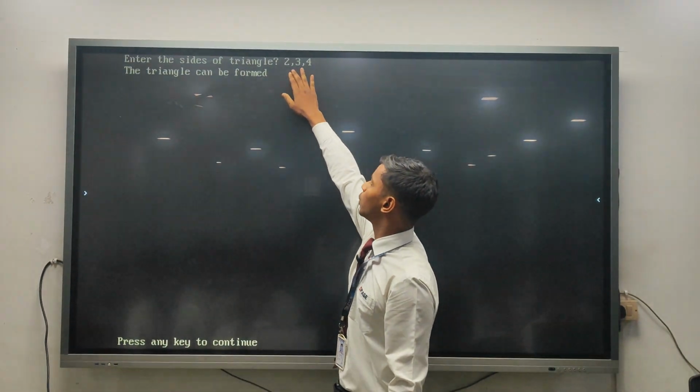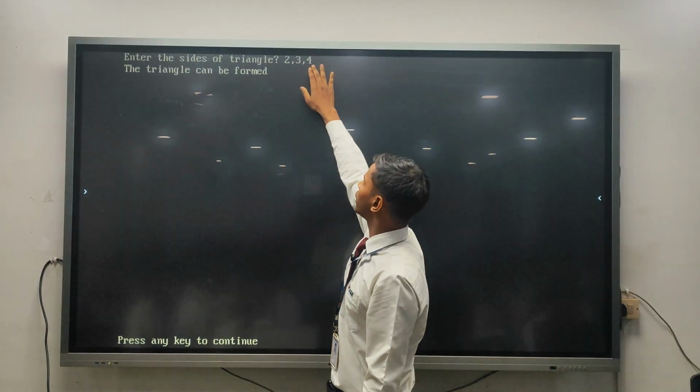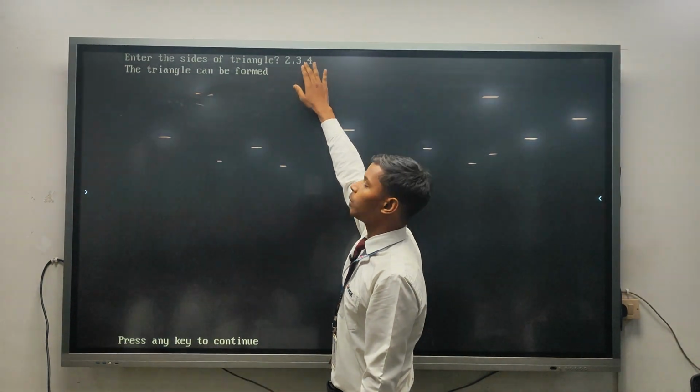We can clearly see that the sum of 2 and 3 is obviously greater than 4. The sum of 3 and 4 is greater than 2. And the sum of 4 and 2 is greater than 3.